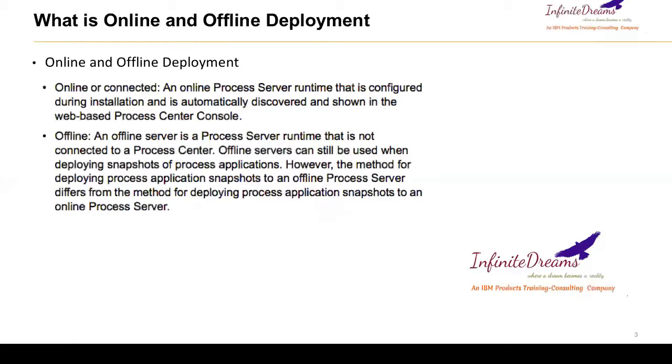The second type of deployment is called offline deployment. An offline server is a process server runtime that is not connected to a process center. So that's the difference. Offline servers can still be used when deploying snapshots of process applications. However, the method of deploying a process application snapshot to an offline process server differs from the method for deploying to an online process server. So offline deployment is different from online, which we will see later.